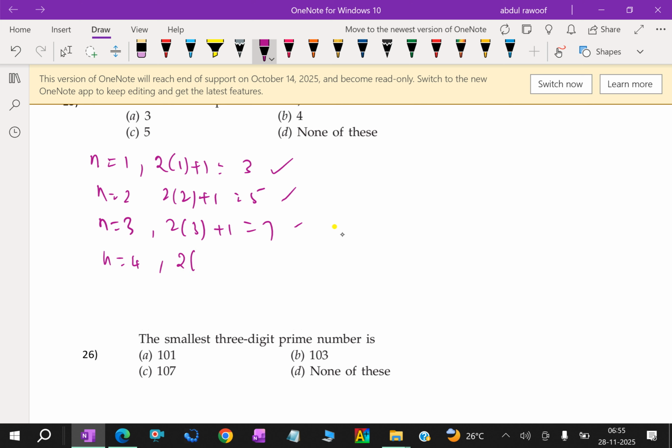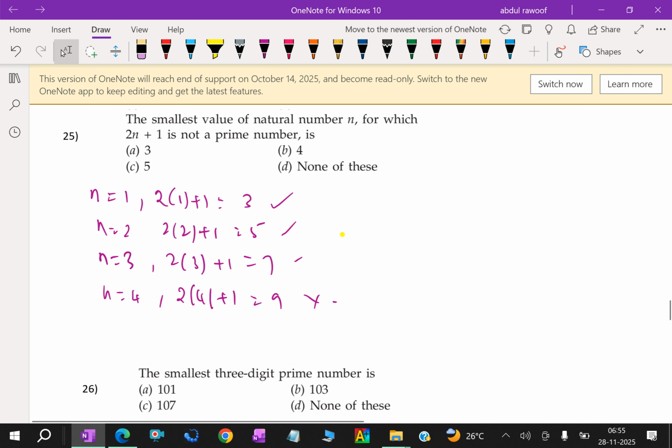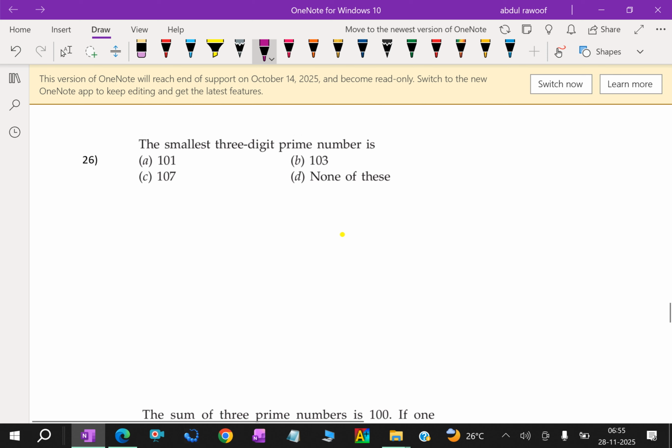n equal to 4, 2 into 4 plus 1 equal to 9, which is not a prime. It asks for the smallest value of natural number n where the result of 2n plus 1 is not a prime. So n equal to 4 is our answer. That is option B. Next question. The smallest three-digit prime number is?